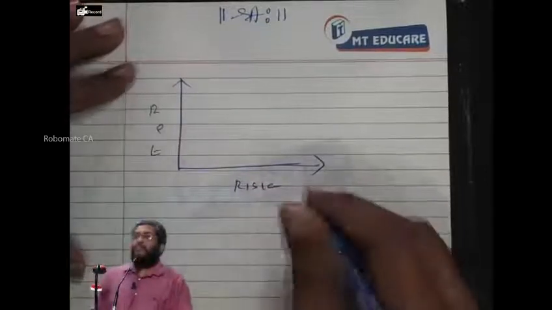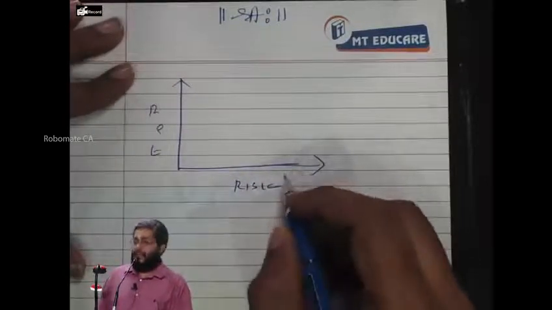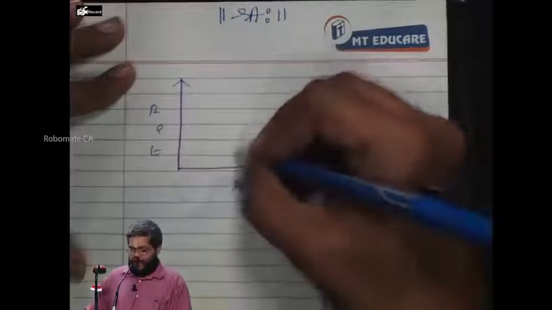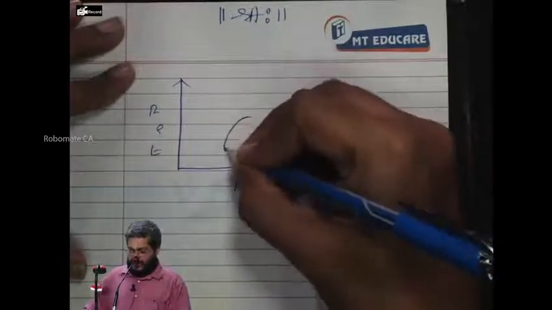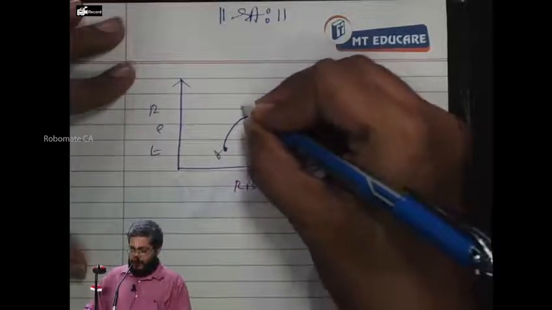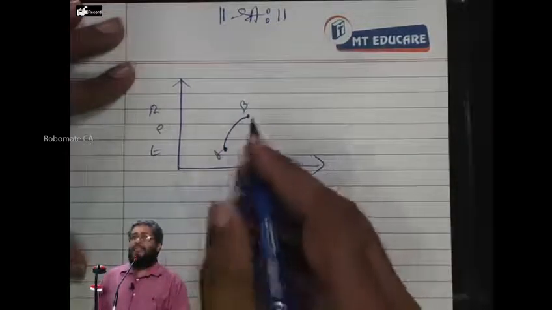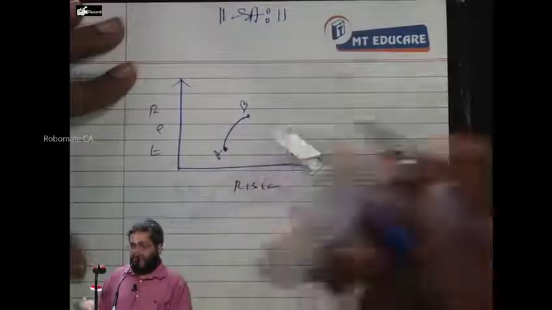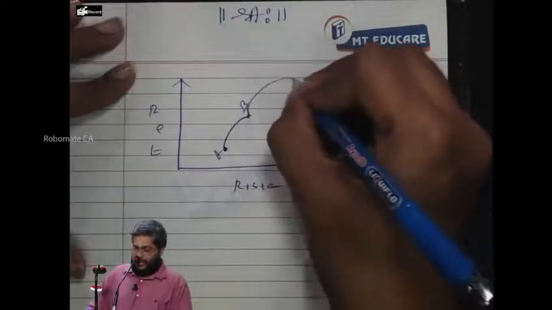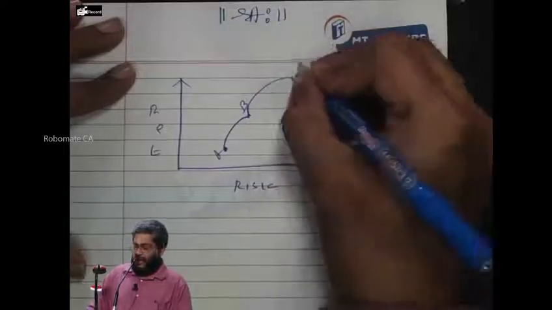Now, we had two securities, A and B. The curve for A and B may look like this. This is A and this may be B. There may be another two securities, B and C. B may be low risk and C may be high risk. For example, the curve for B and C may look like this. Everybody, are you following or not?